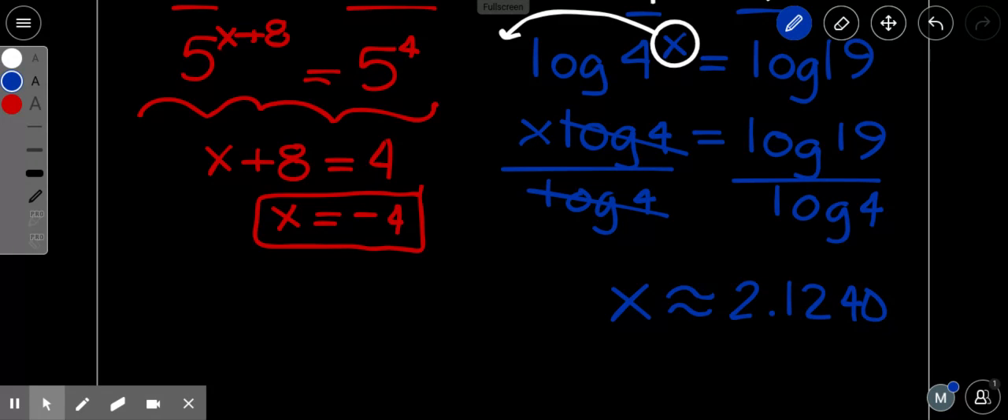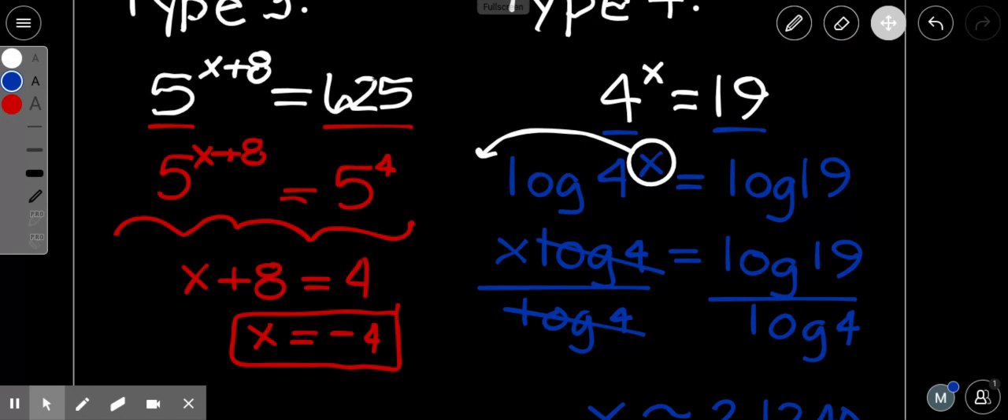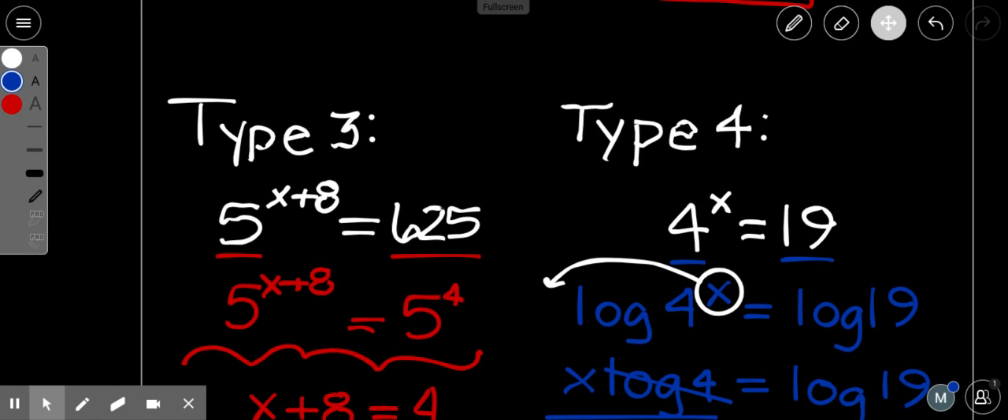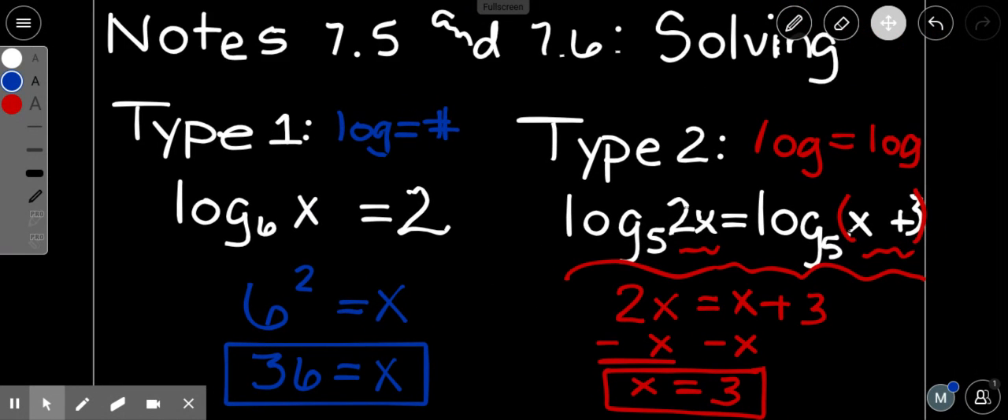So there you have it, the 4 different types. We've got where the bases will not match up in type 4, where the bases can be made to be the same in type 3. We've got type 2, where it's a log equal to a log, and type 1, where we have a log equal to a number.